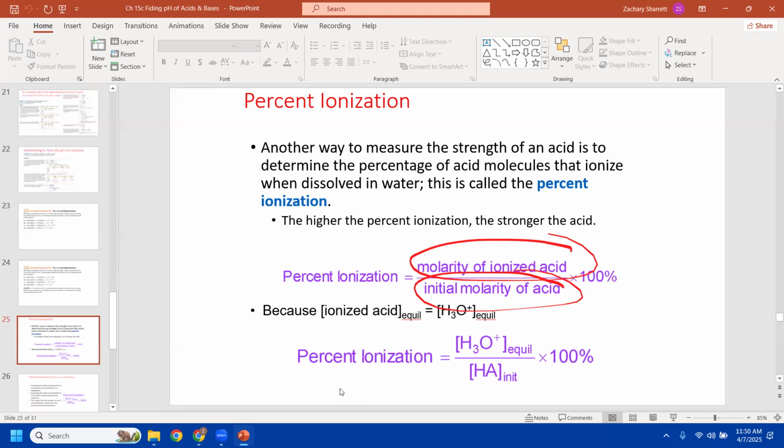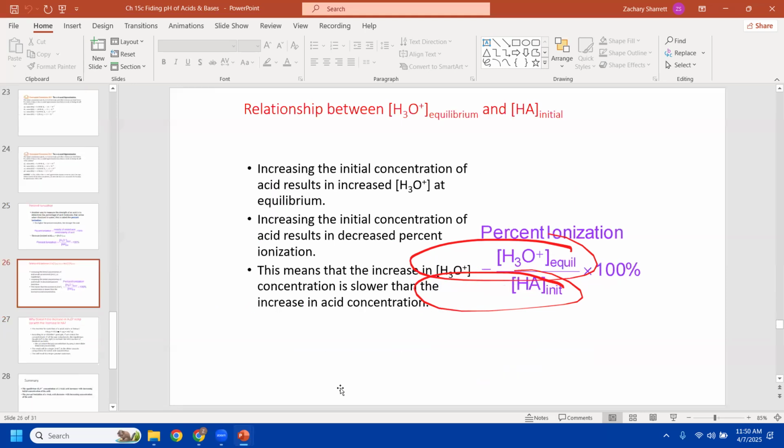It's just you don't have to make it zero. I mean, if it's over 5%, that's fine. You just have to know what the percent ionization is, okay? I don't think I test on this that much.